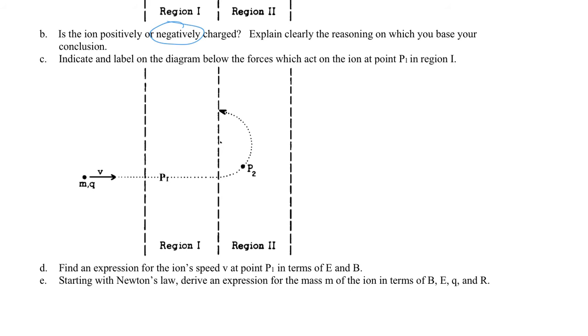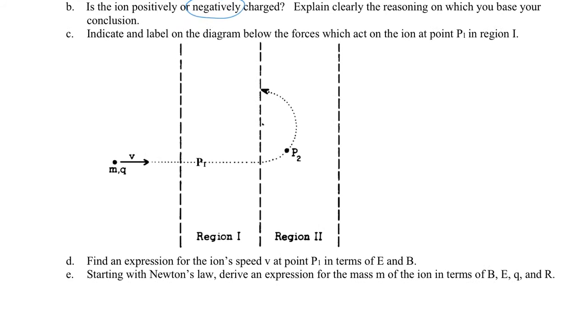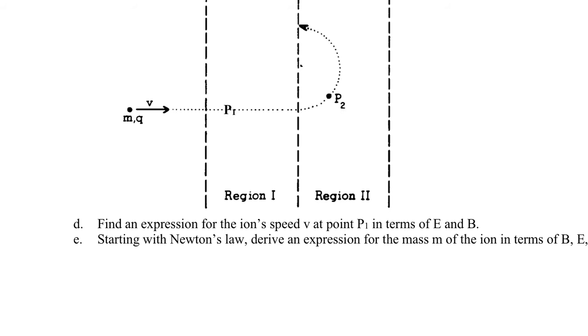C, indicate and label on the diagram below the forces which act on a particle at point 1. So this is what we're getting at with what David told us. So I think that one's not particularly hard. We already know that the magnetic force must point upwards based on this. Now here's where I'm going to say to David that he needs to be careful. The electric force has to point downwards here. Correct?